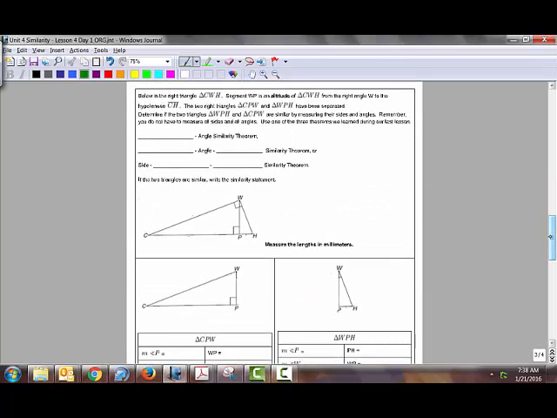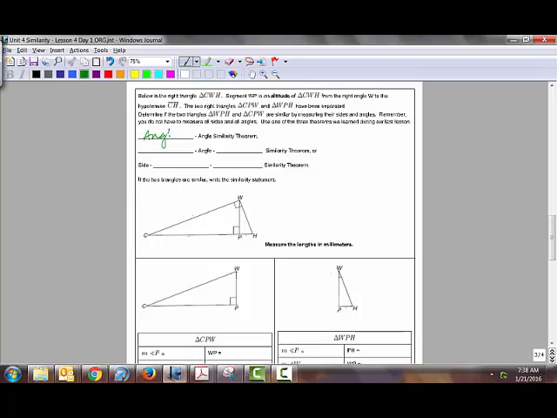Okay, now we need to do some measuring. So we want to explore exactly what type of triangles are formed. We have two right triangles, but we're interested to see if these two right triangles are similar to each other. We don't want to have to do more work than is necessary, so let's review the three ways that we can show triangles are similar.